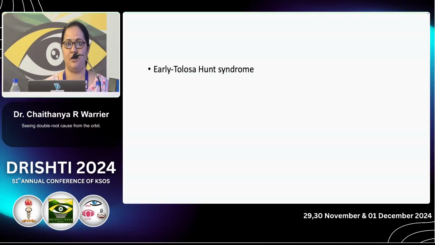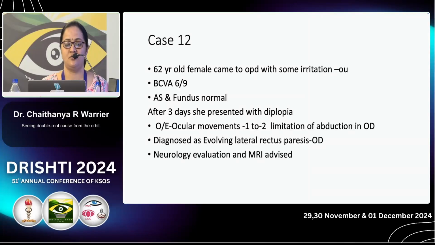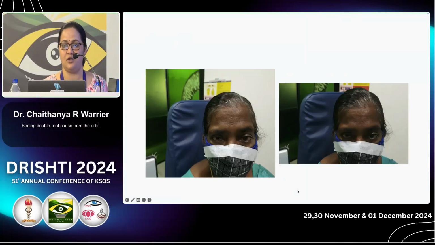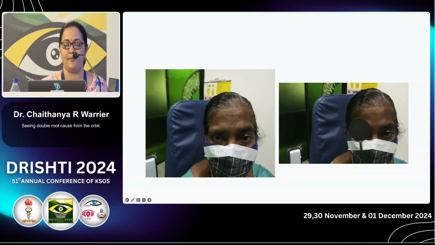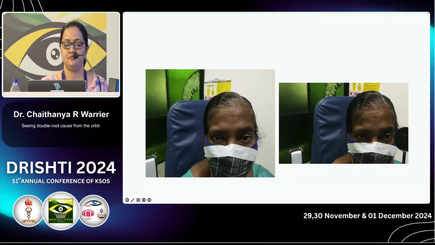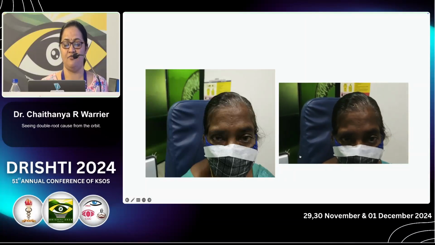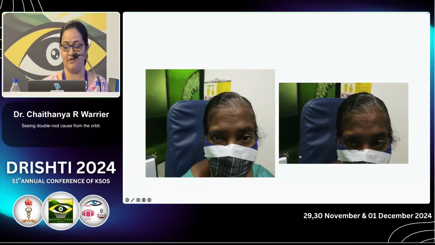and she became asymptomatic. Coming to the last case, a 62-year-old female came to OPD with some irritation. She was 6/9 because of immature cataract, and after 3 days she presented with diplopia. That time there was right eye evolving lateral rectus paresis, and neurology evaluation and MRI were advised. This is the second time visit. You can see a minimal limitation of abduction in the right eye. Evolving lateral rectus paresis is there in the right eye.